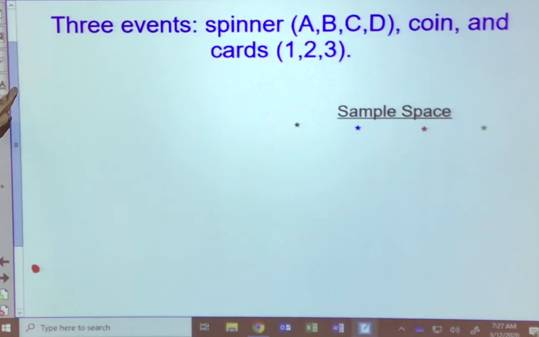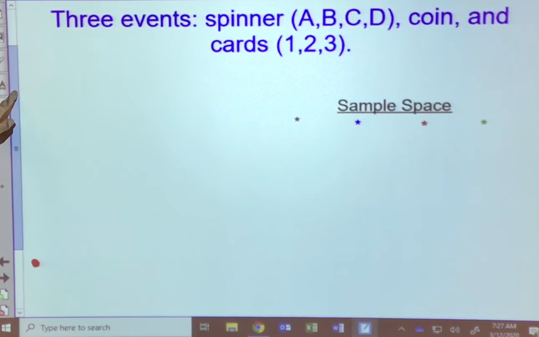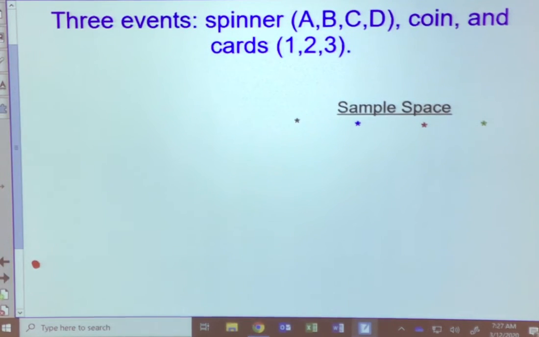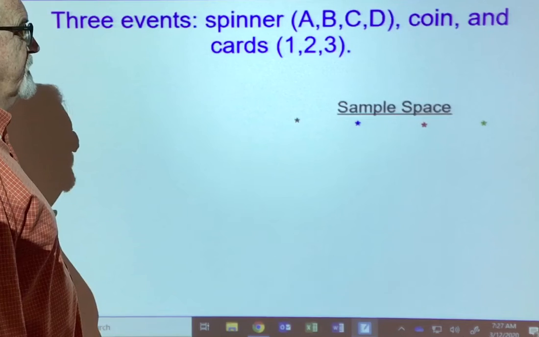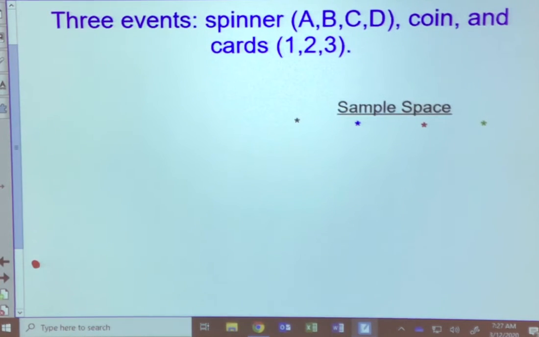So let's take this experiment here. We're going to spin a spinner that has 4 outcomes, A, B, C, or D. We're going to flip a coin that has 2 outcomes, and we're going to draw a card from 3 cards numbered 1, 2, and 3.